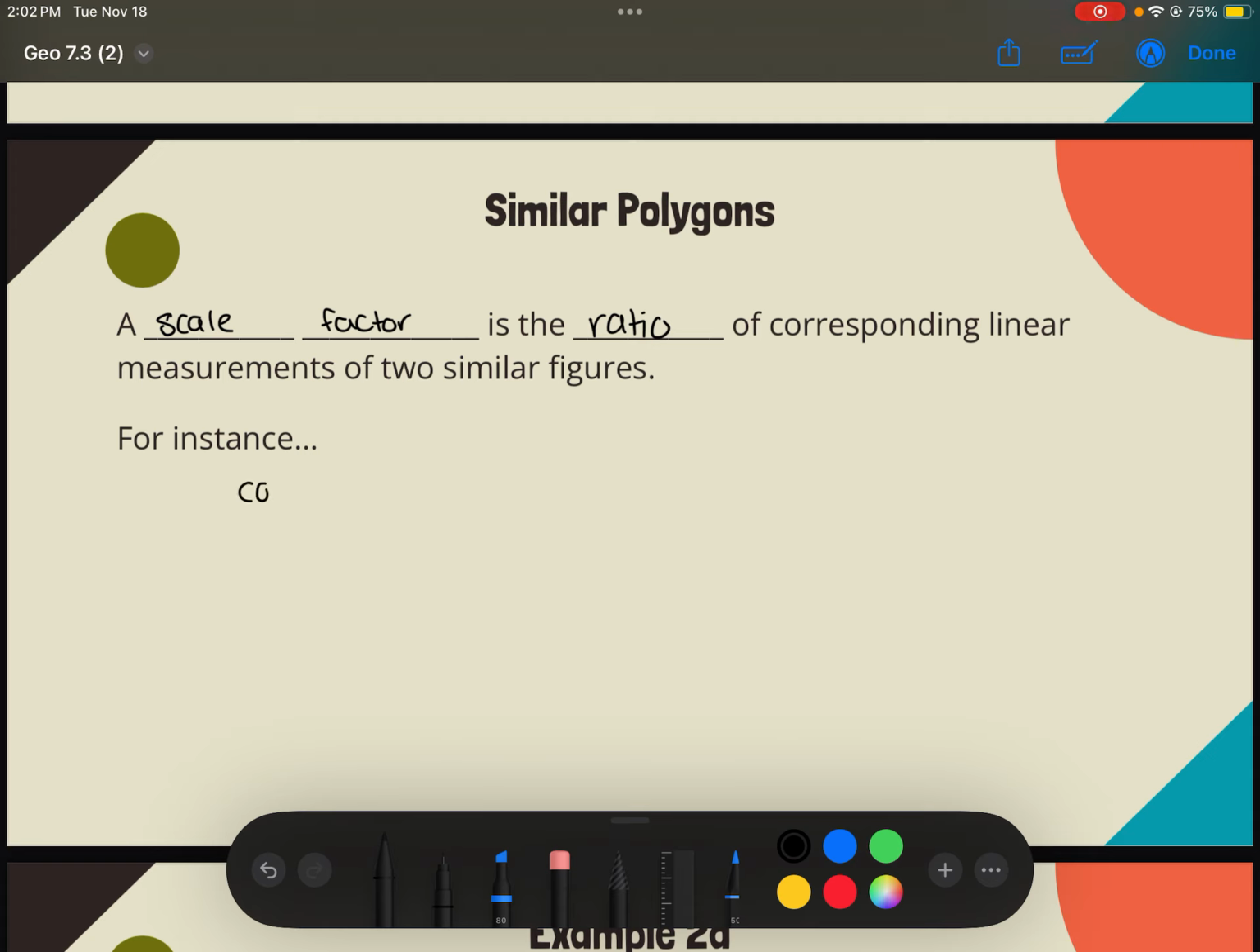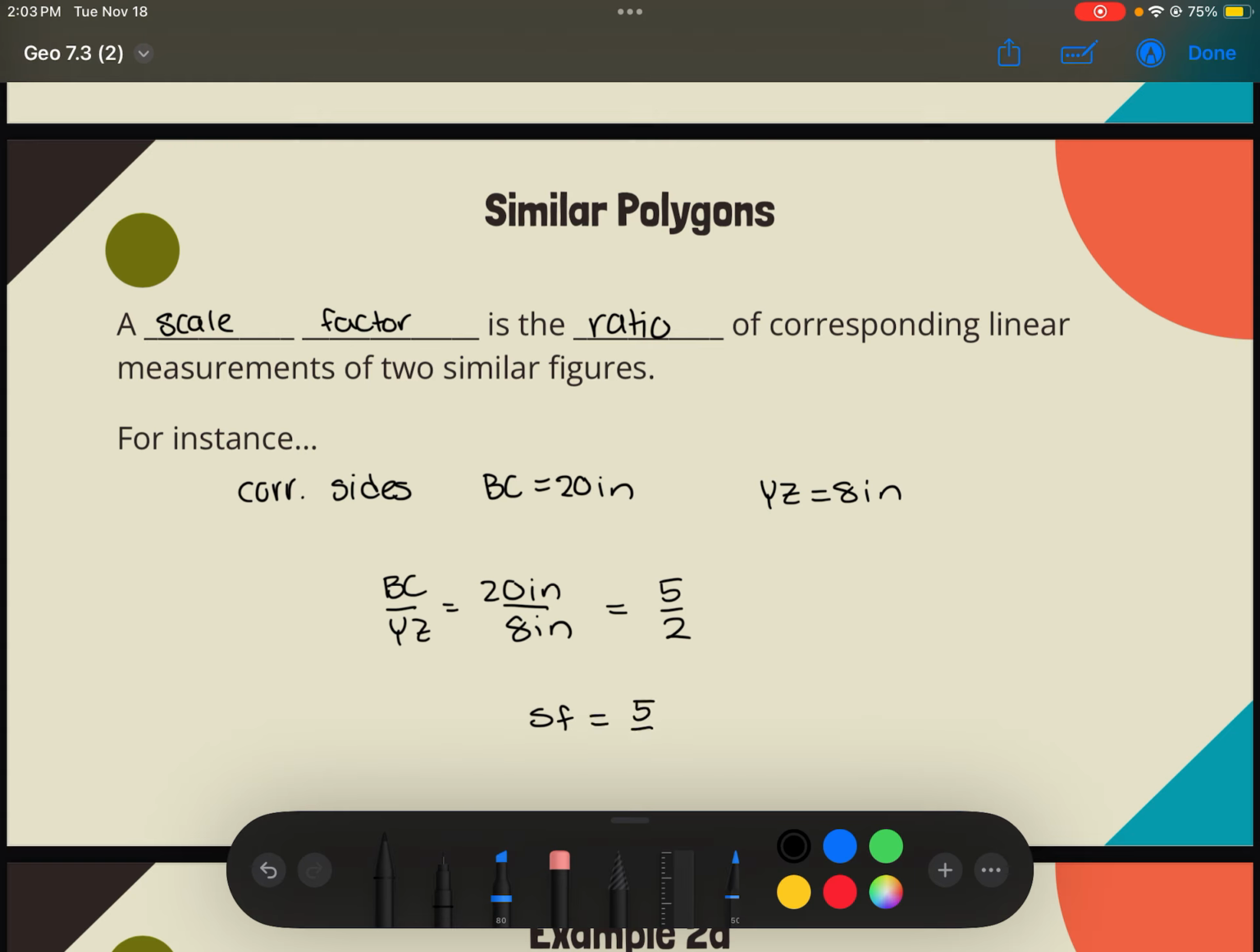So for instance, I could have corresponding sides. Maybe side BC is 20 inches, and maybe YZ is 8 inches, all right? These are in two separate figures, two separate diagrams, but they're corresponding. So I know I can set up a ratio with them. The scale factor is that simplified ratio. So the ratio of BC to YZ is 20 inches to 8 inches. Simplified, we just get 5 over 2. So for this one, our scale factor is just a 5-to-2 ratio, or 5 over 2.